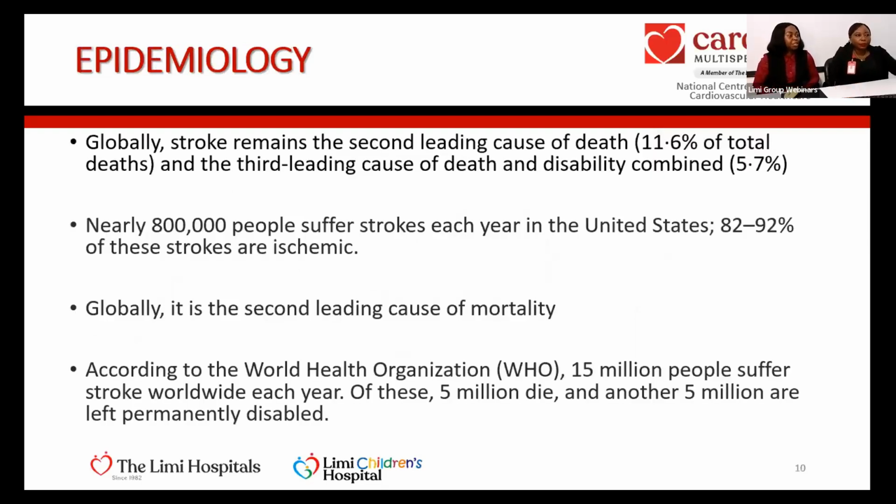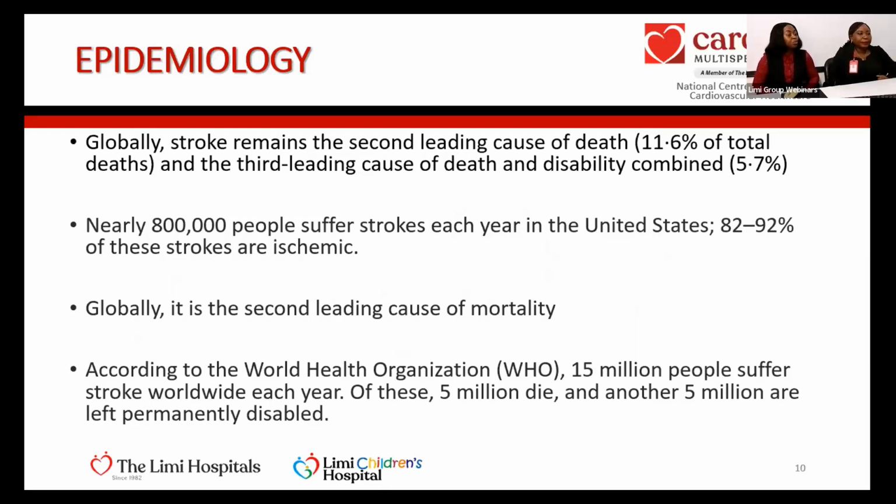So talking about the epidemiology of stroke, on the global stage, stroke remains the second leading cause of death, and the third leading cause of death and disability combined. And in the US, nearly 800,000 people suffer from strokes every year. And of these 800,000, 82 to 92% of these strokes are ischemic. So most of the strokes are actually ischemic.